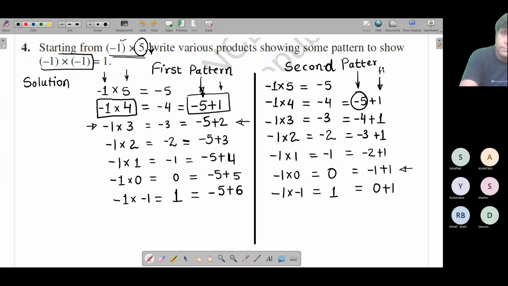But they told us to find one pattern. We found two patterns. Getting? Yes, sir. Do we have to find in this question one pattern or two patterns? You have to find only one pattern. But I showed you two patterns. So you can write any one of them in your examination. You can write any of them.